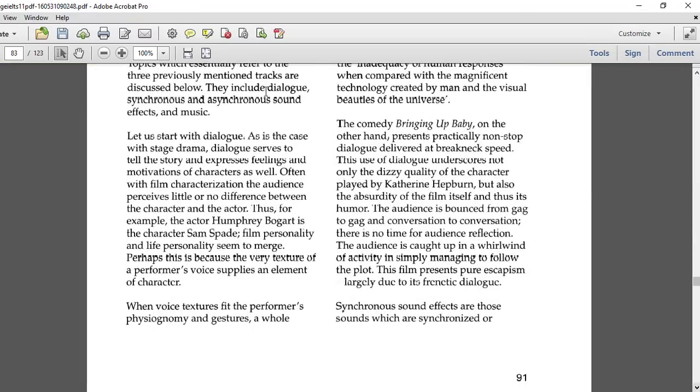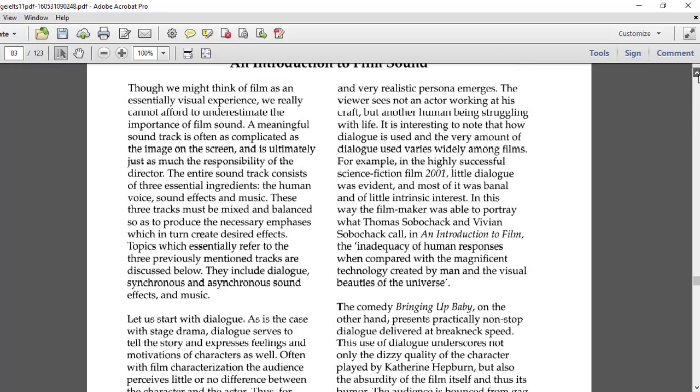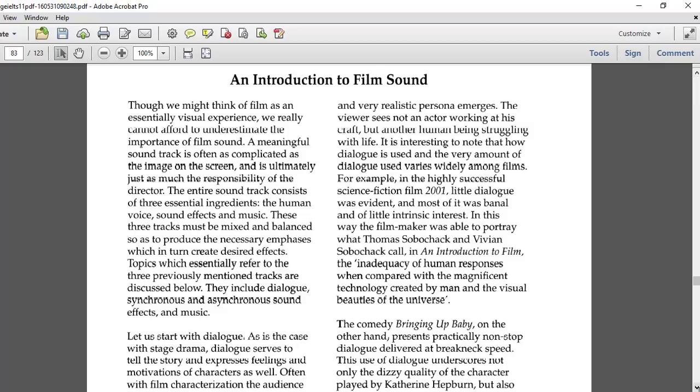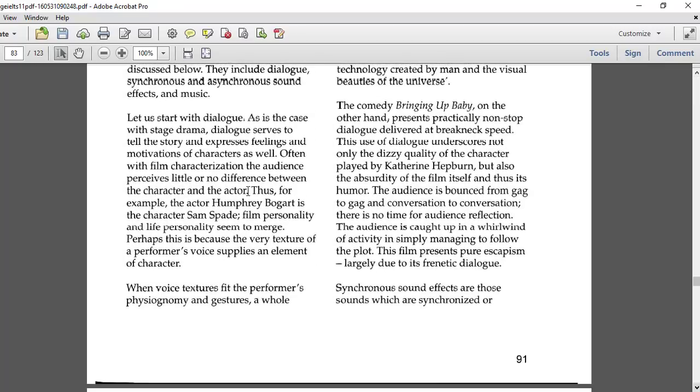Let us start with dialogue. In the case with drama, often with characterization, the audience perceives little difference between the character and the actor. No, this is the third paragraph. This is the second. Oh, no, I was right. This is the second paragraph. Thus, for example, the actor Humphrey Bogart is the character Sam Spade, film personality. This is the example. And life personality seem to merge. Perhaps this is because the very texture of the performance voice supplies the element of the character. Okay.